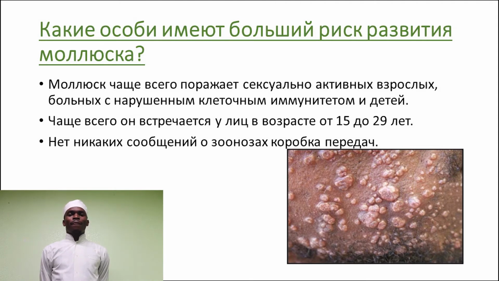Molluscum most commonly affects sexually active adults, patients with impaired cellular immunity, and children. It occurs most commonly in individuals aged between 15 and 29 years. There are no reports of zoonotic transmission.